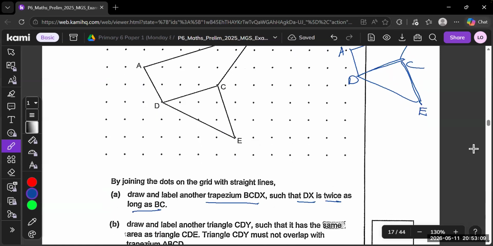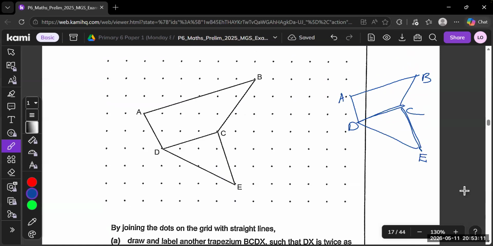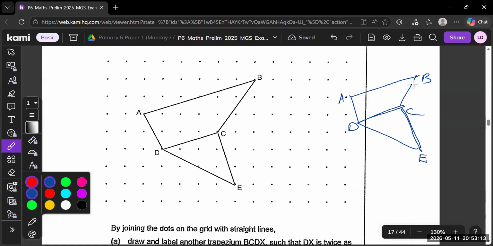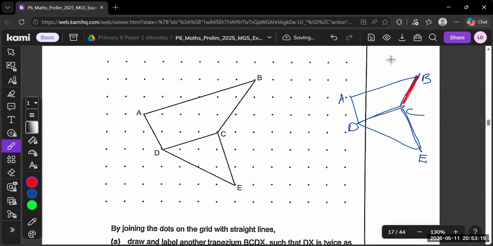Your DX is twice as long as BC. So where is your DX? This is BC, right? And what do you know about a trapezium? A trapezium means it must have two lines that are parallel. Something like that.